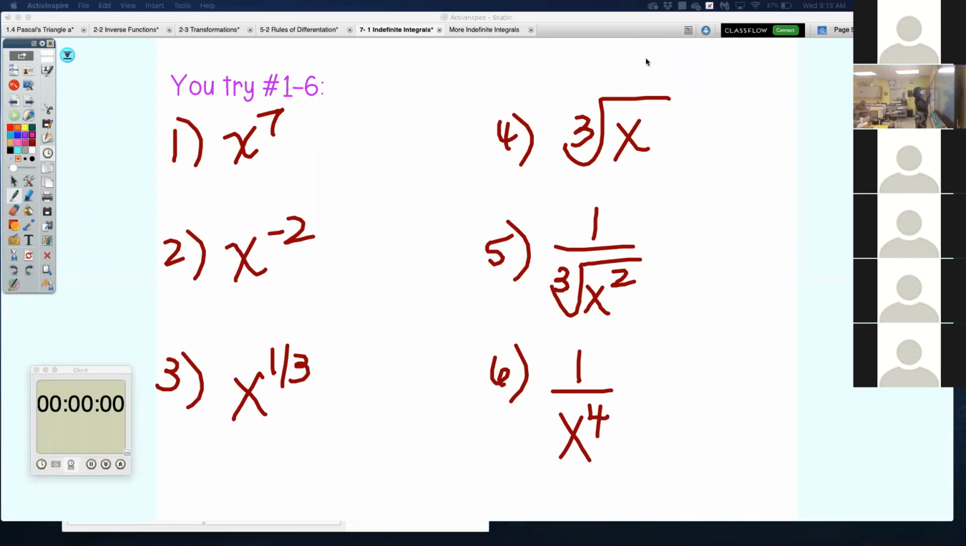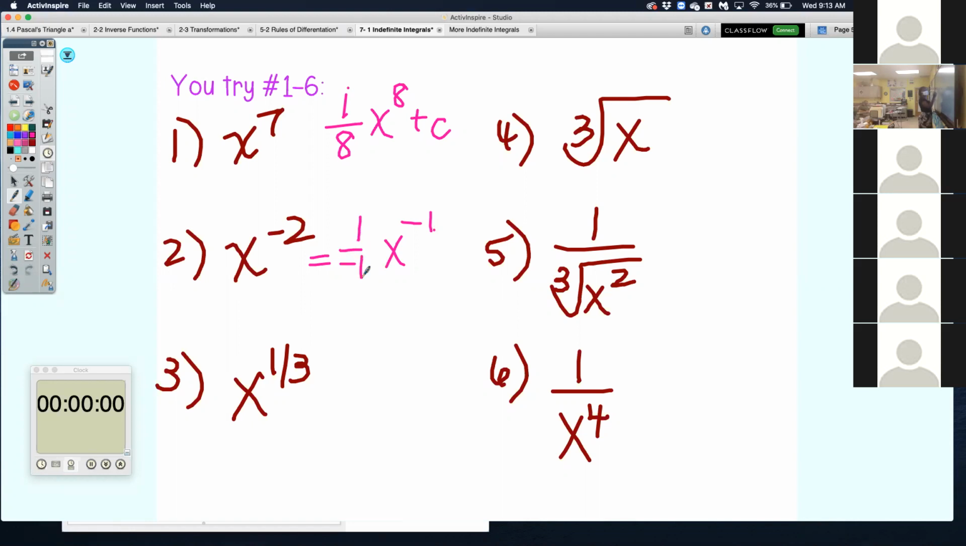All right, so my antiderivative for x to the 7th is going to be 1 over 8 x to the 8th plus c. Remember, you add 1, and then you divide. Then your coefficient is 1 over that new exponent. Here, when you add 1, this will give you x to the -1, and then 1 over -1. But you can't have a negative in the exponent. So then our final answer is -1 over x plus c.